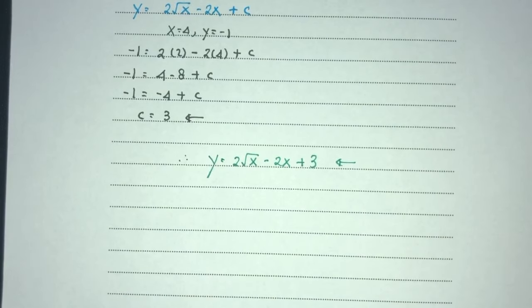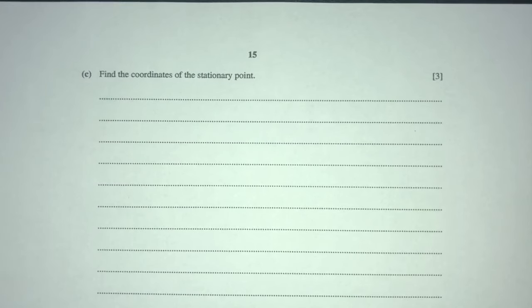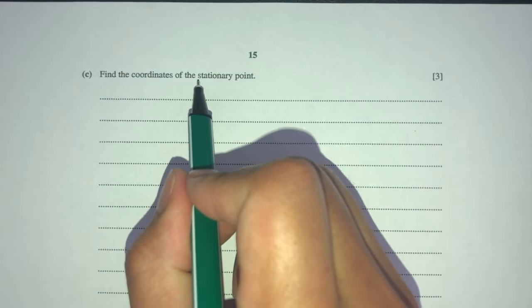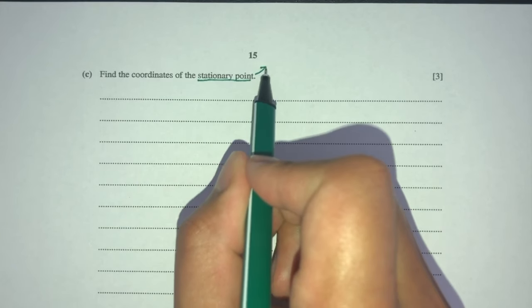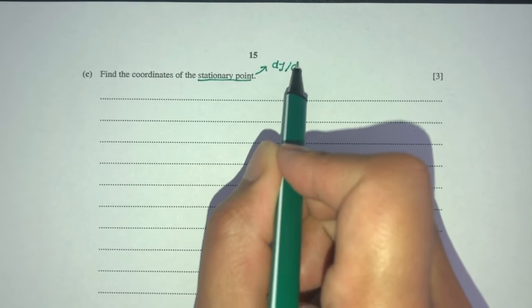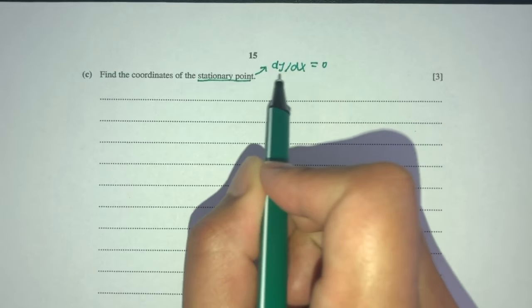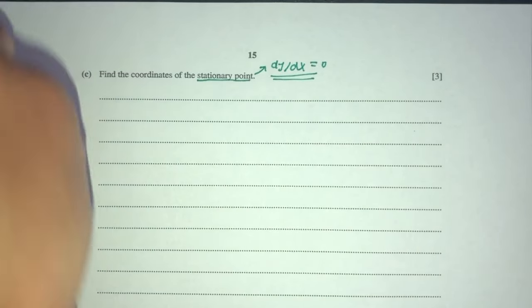Part B of your question. So now we have to find the coordinates of the stationary point. So we should know at a stationary point what happens: dy by dx has to be 0. So that's mainly the thing we have to know to solve the question.